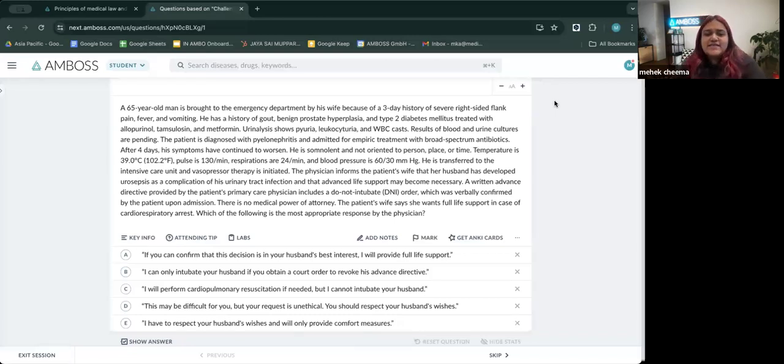I want you to understand something here. The problem is that the patient said they have a do not intubate order right here, which means that they asked not to have full life support. However, the patient's wife says that she wants full life support. So there is a clash there, and that's where ethics come into place. So now you have a couple of options. What do you think your answer will be? You can tell me whatever you think your answer will be.